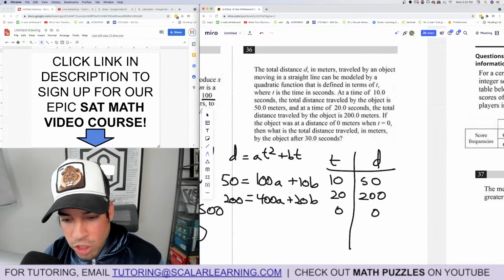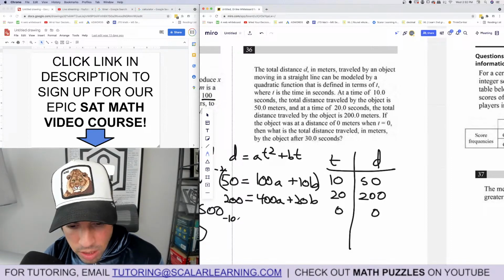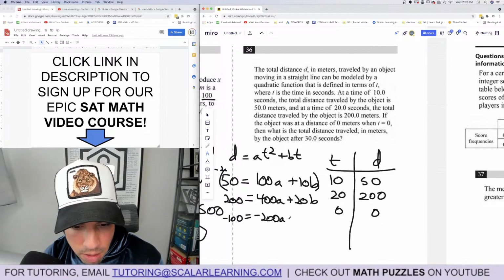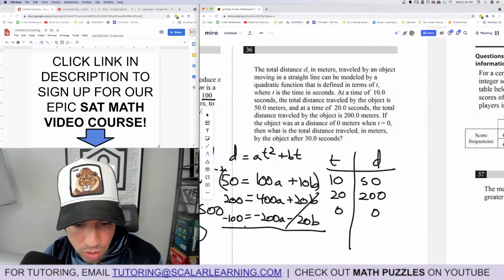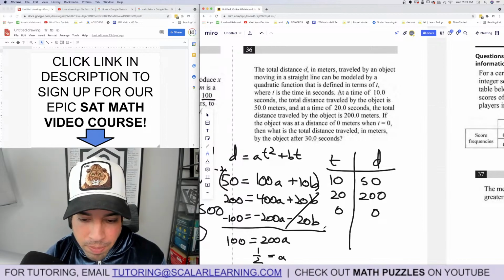So this is a system of equations, A and B. So I'm going to multiply the top one by -2. I use my favorite method, elimination. So I get -100 equals -200A minus 20B. Add these together, cancel. 100 equals 200A. So A equals, divide by 200, A equals 1/2.